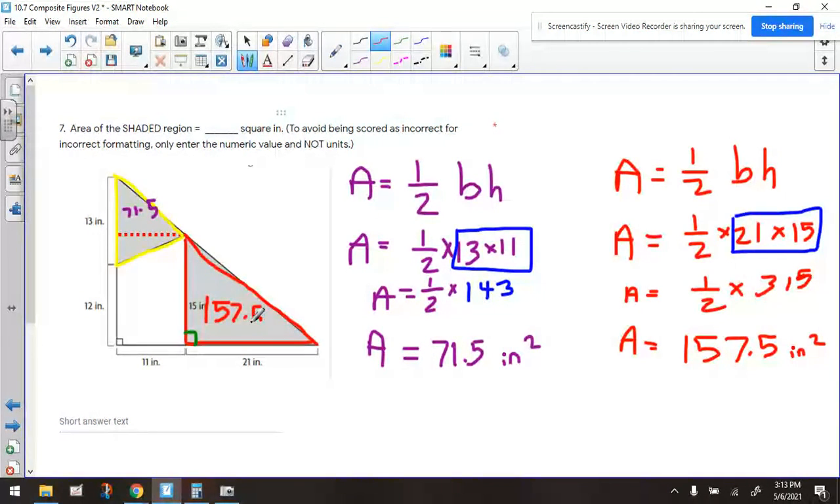Now, the only thing left you have to do, because they want the area of the shaded region, is add these two things together, then you'll have the area of the shaded region. Now, if you prefer the other strategy, which is to find the area of the outside triangle and subtract out the area of the trapezoid, then you're going to have a slightly different approach, different work on your page. But in this case, you need to add these two things together to get your answer.